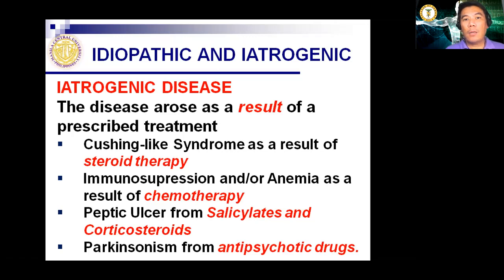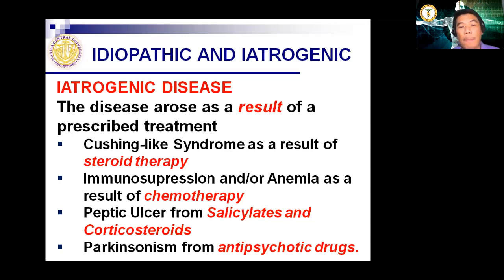That's why when we say the client has anemia and it is considered as iatrogenic, it is brought about, the anemia was developed, brought about by the chemotherapy. So just similar to what I have mentioned in the first example, that the client may have Cushing syndrome or Cushing-like syndrome as a result of steroid therapy.